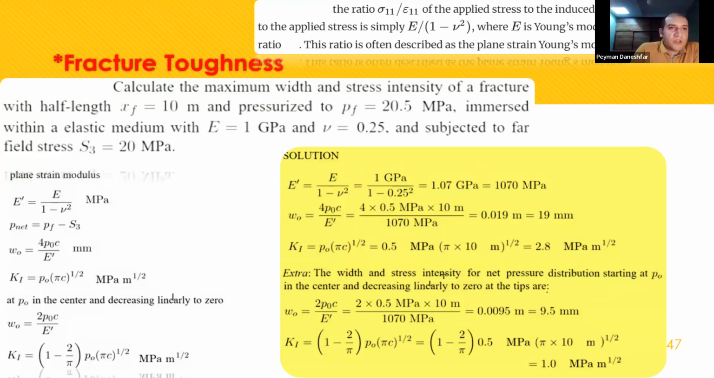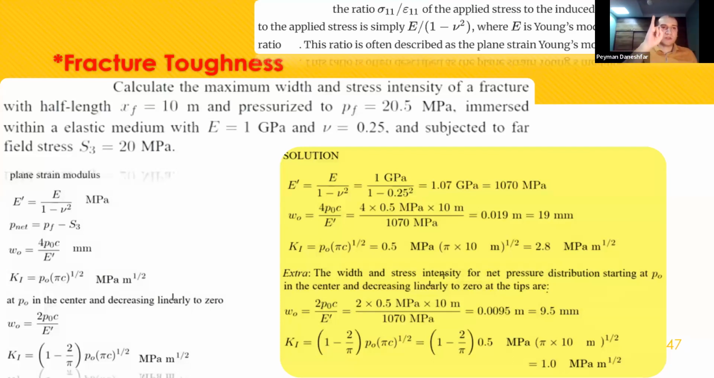This formula does not depend on any geometric model or anything. This is just for showing you about the fracture toughness, nothing more. Just an example for you. You can find this formula for yourself. If you replace the quantities in here, you can find the fracture toughness, and after that, when you find the fracture toughness, you can find the width of the fracture.